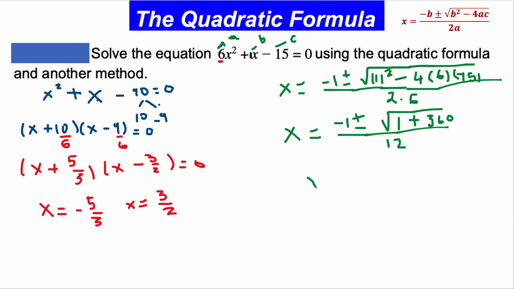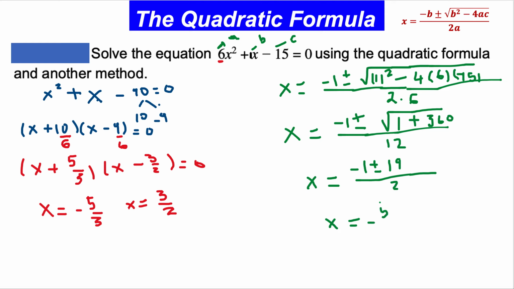When we do some arithmetic work inside, minus 1 plus or minus, we come to this form: 1 plus 360 is 361. The square root of 361 is 19, divided by 12. When we do everything, x is equal to minus 5 over 3 or 3 over 2. We're going to get the same result.